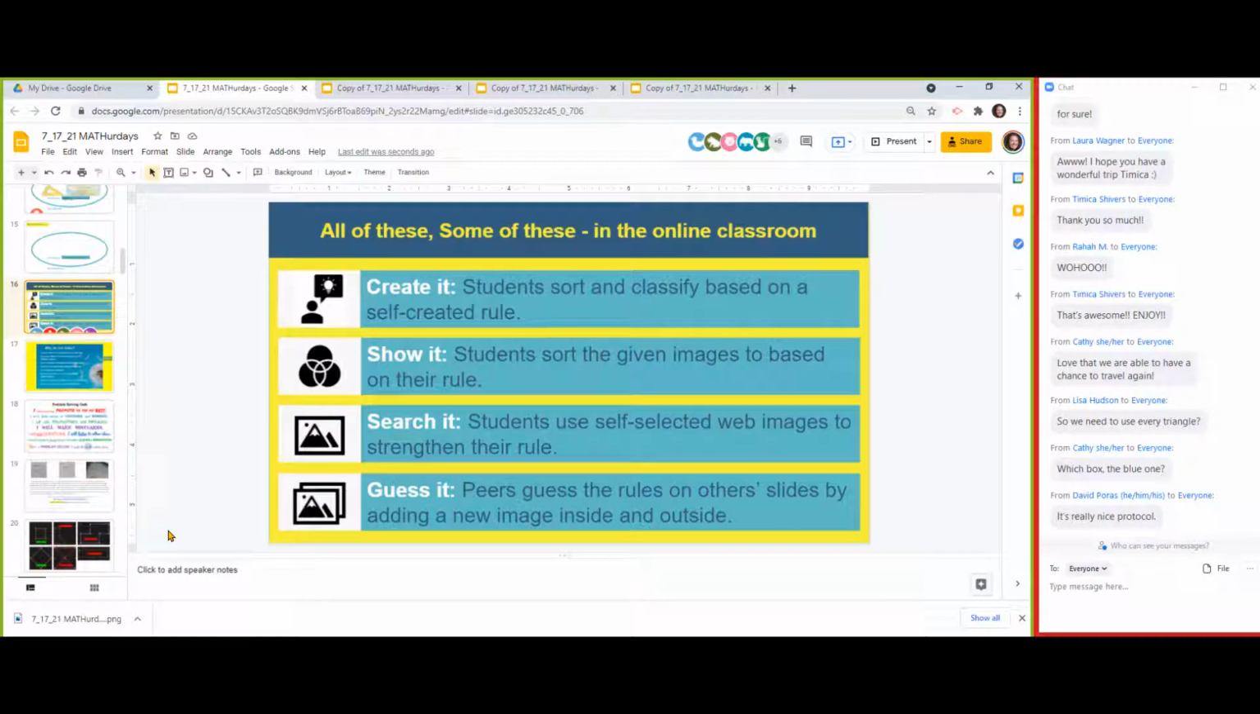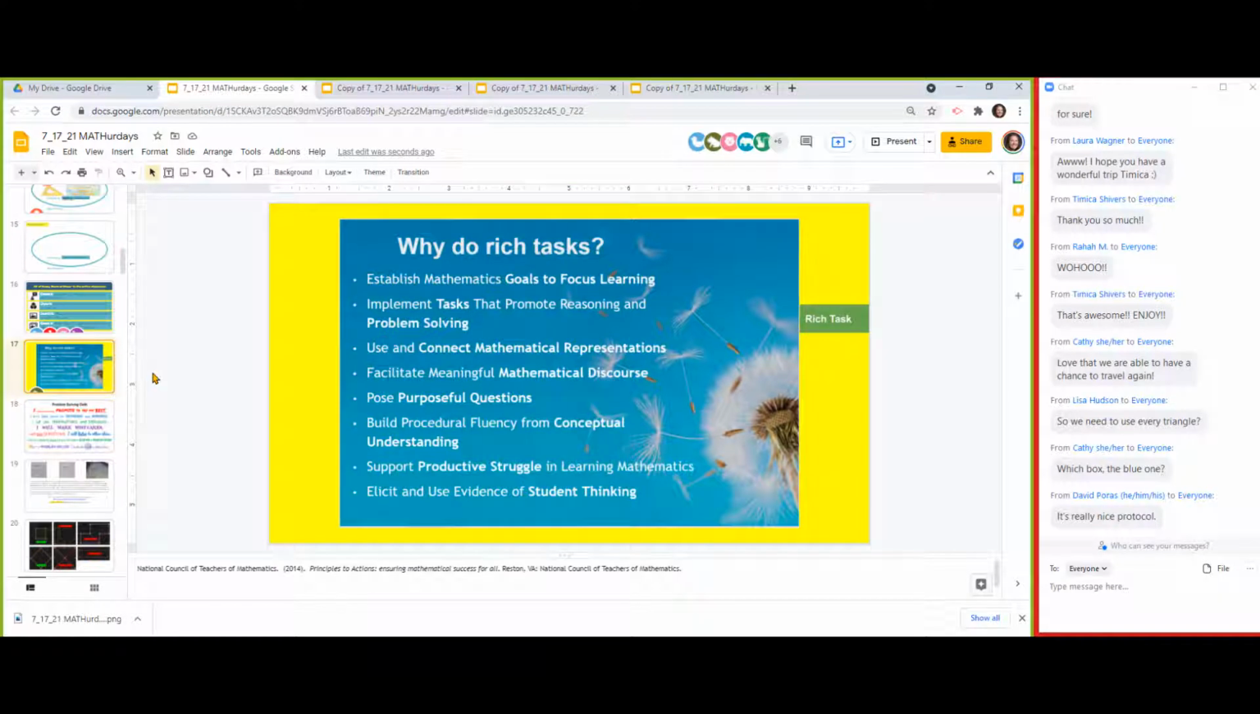Alrighty, let's jump into our math task. On slide 17 is the rationale for why we do rich tasks. I mean, I like them, but I want a more research-based rationale. The National Council of Teachers of Mathematics have posted these 8 math teaching practices. You will see them all today. I have a very focused goal. This task is going to involve some productive struggle. It's going to be based on conceptual understanding. We are going to have so many different representations that's going to help us in our discourse at the end.